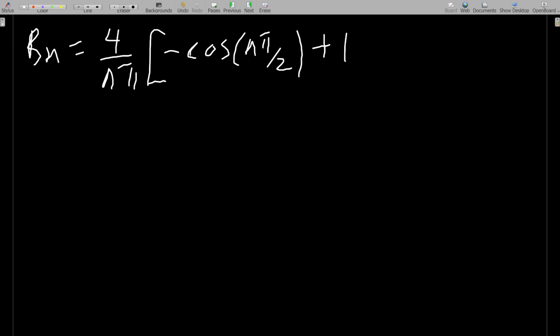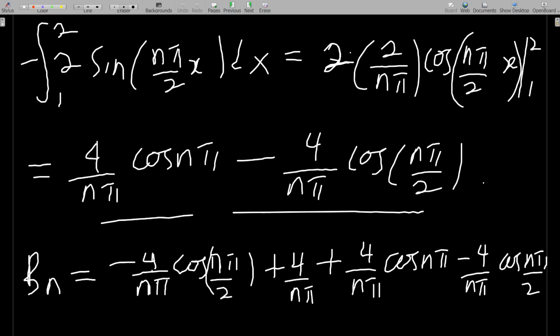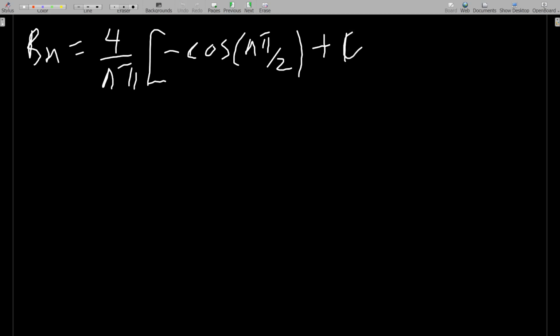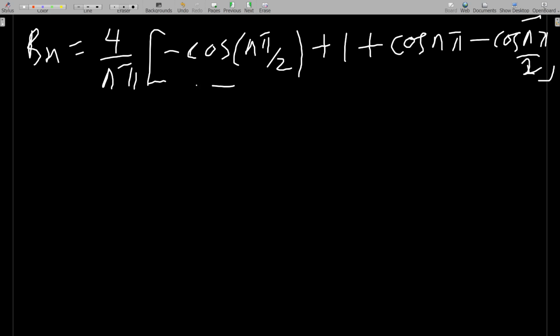The next term will be, let me see. Okay, the next term will be 4 over n pi, I factored that one out, so it will be plus 1 plus cos of n pi, then minus cos of n pi over 2. Okay, remember all of this is in brackets. There's a minus this, that, so we have two of them, so this will give me 4 over, I'm doing this, and I will allow you to do the second part.